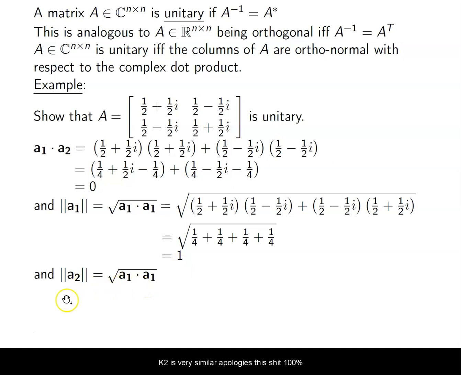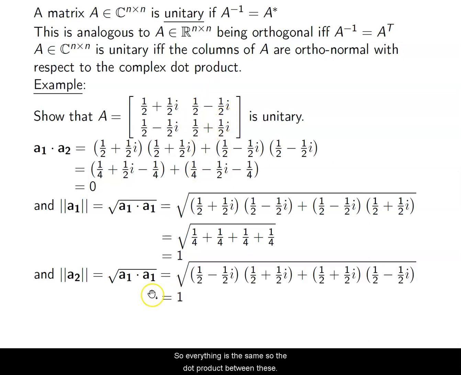A2 is very similar. Apologies, this should 100% be A2 dot A2, so I'll change that in the write-up. But it'll be the same thing. 1/4 plus 1/4 plus 1/4 plus 1/4. So everything is the same. So the dot product between these, the complex dot product, is 0, and the norm of each column vector is 1. So that's enough for me to show that it is unitary.